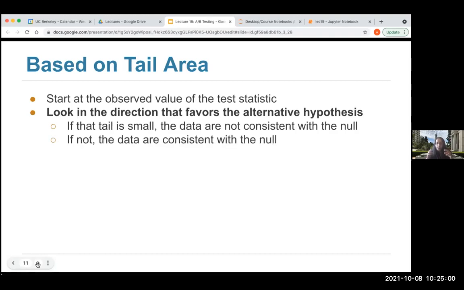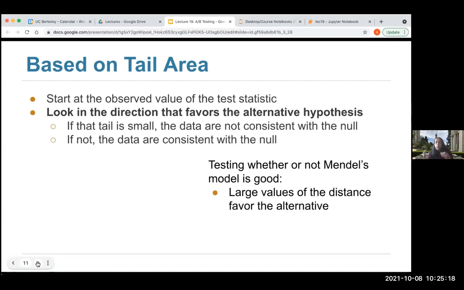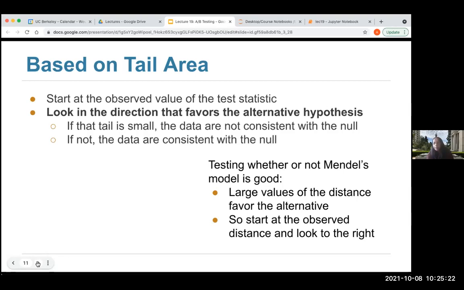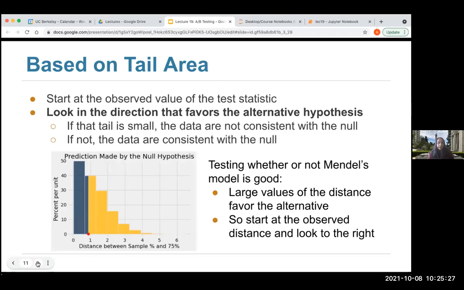And all of this sounds like talk. Let's just do it in a particular case. When testing Mendel's model, the alternative is the model is not good. The statistic is a distance between the data and what was predicted by the model. So large values of the statistic favor the alternative. So we will look at the point that we got or to the right towards larger values. And so we will look at that tail area. Now, do you agree that that is a substantial tail area without doing any calculation?